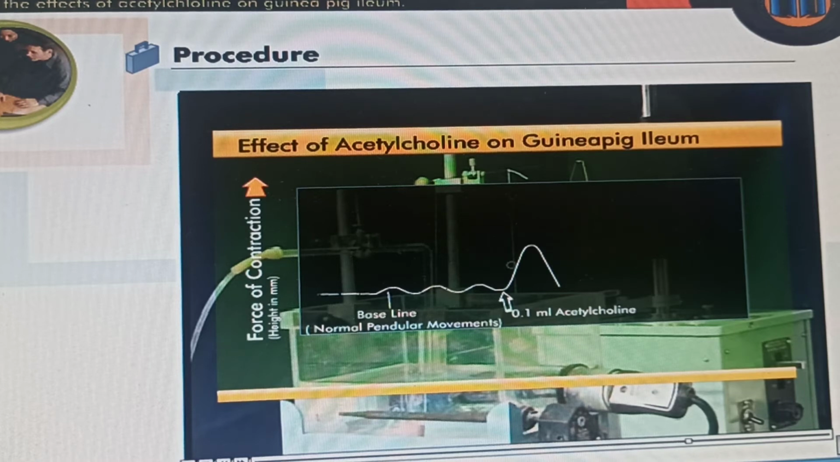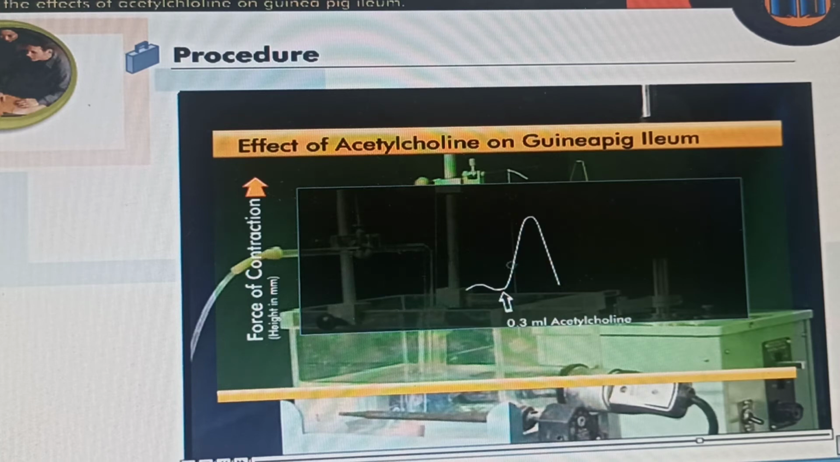Repeat the procedure by using 0.2, 0.3 and 0.4 ml of acetylcholine solution. For recording of every response, a 5-minute time cycle is followed.